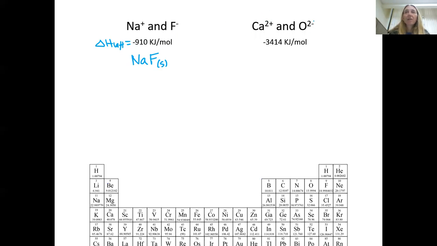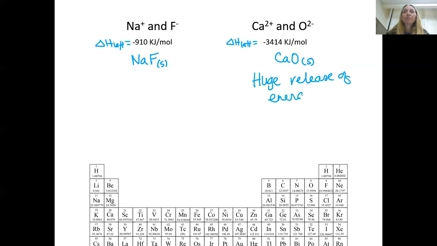Then I have the calcium 2+, oxygen 2- that come together and form calcium oxide, okay? And the delta H lattice energy of that equals negative 3,414 kilojoules. Notice this number is huge. Okay, why is this such a huge release of energy?